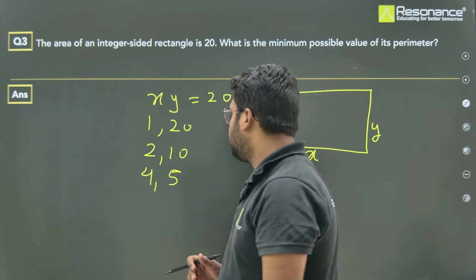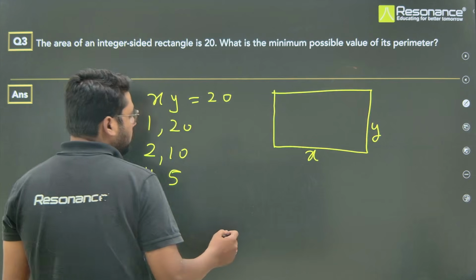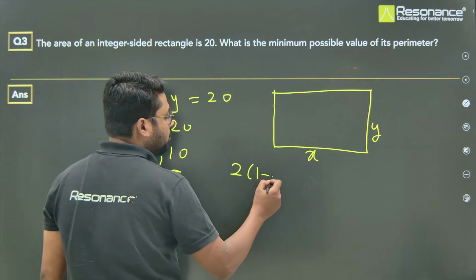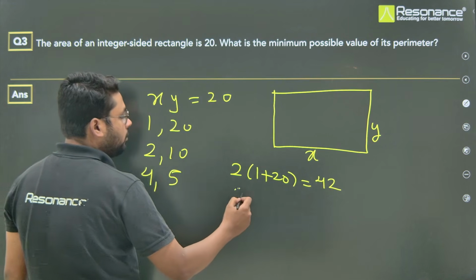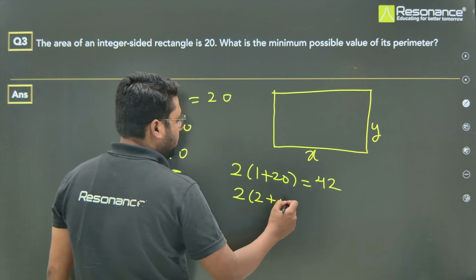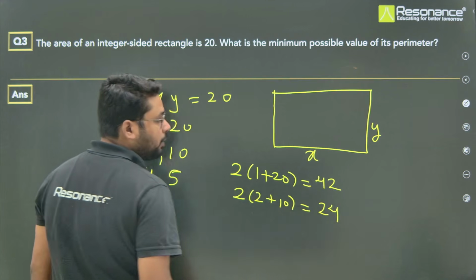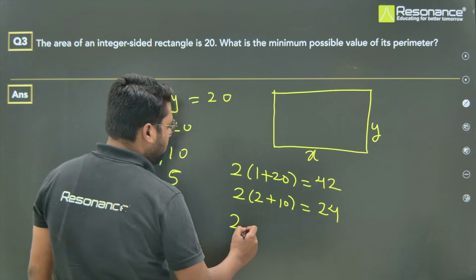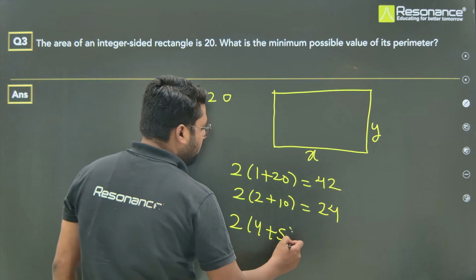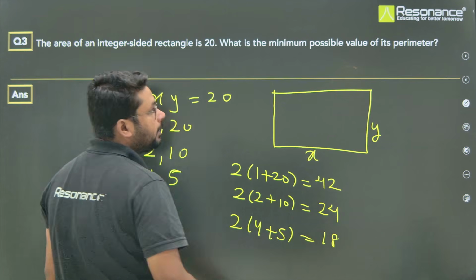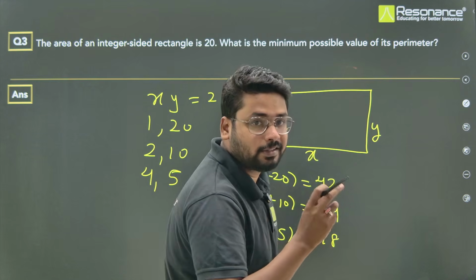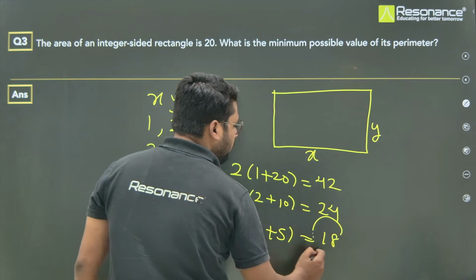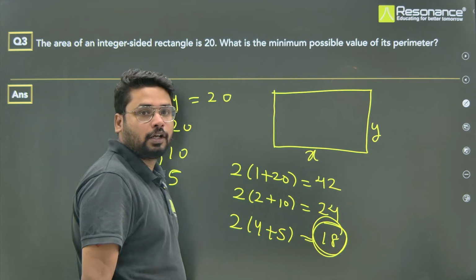If you take 1 and 20, the perimeter will be 2 into 1 plus 20, that is 42. If you pick the second pair, 2 and 10, then 2 into 2 plus 10, the perimeter will be 24. The perimeter is 2 into L plus B. If you pick the third pair, 2 into 4 plus 5, that will be 18. We need to find the minimum possible value of the perimeter. So the minimum value is 18. So our correct answer is 18, the third option.